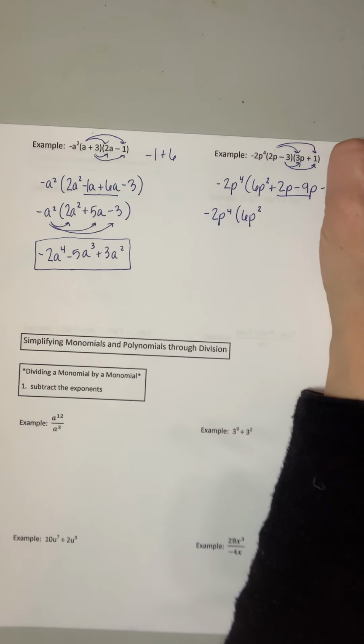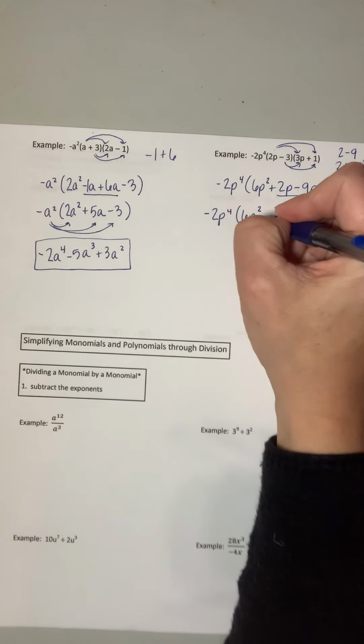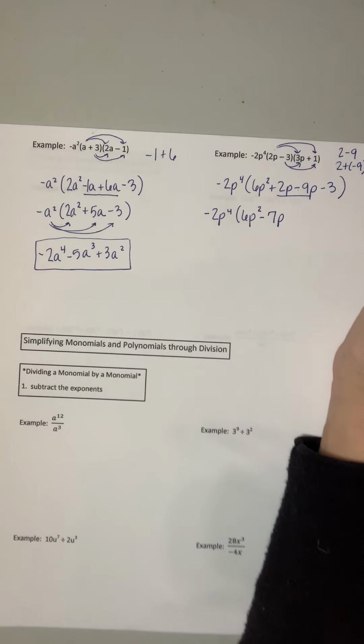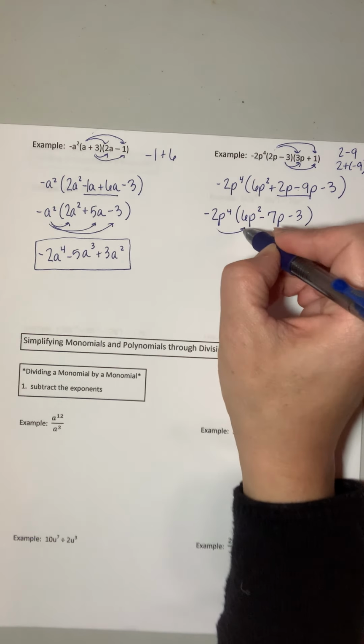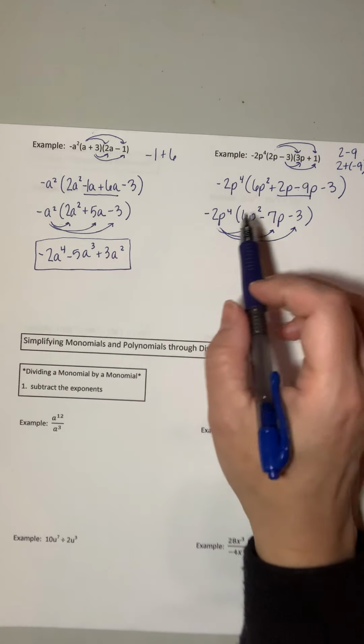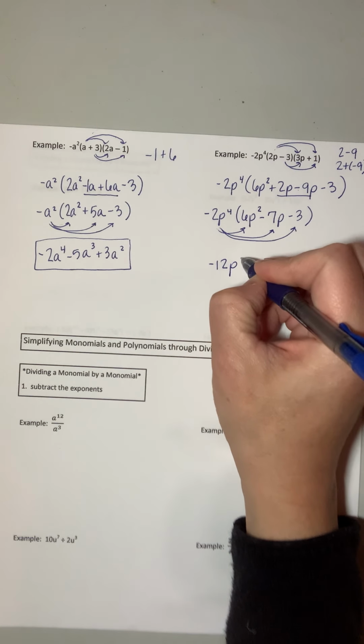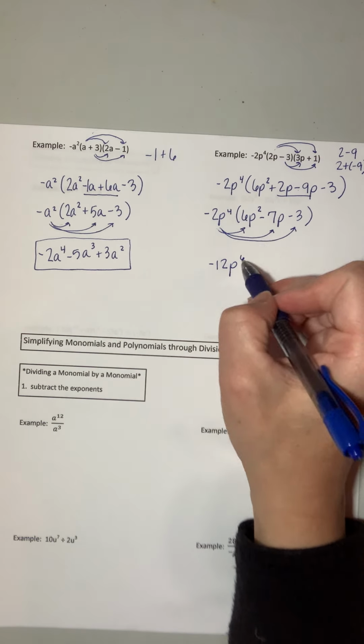2 minus 9 is keep, change, one of each. When you have one of each, you subtract. 9 minus 2 is 7, and 9 is bigger, so it's negative 7p minus 3. Once it's simplified down, you can multiply the outside monomial to all three. Negative 2 times 6 is negative 12. P to the 6. 4 there, 2 there is 6.